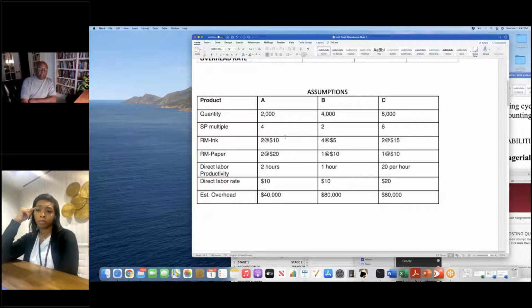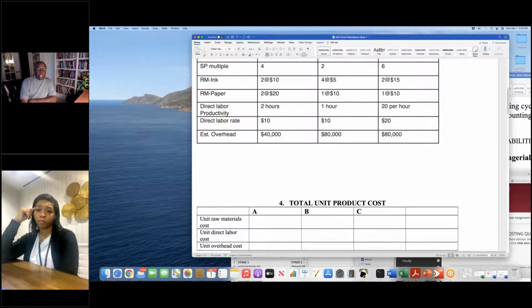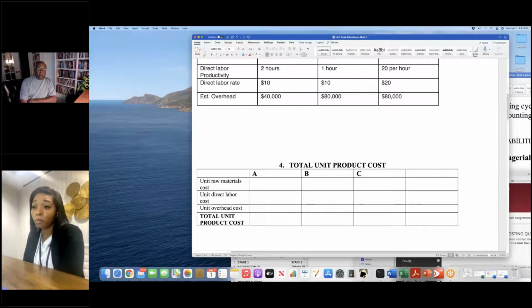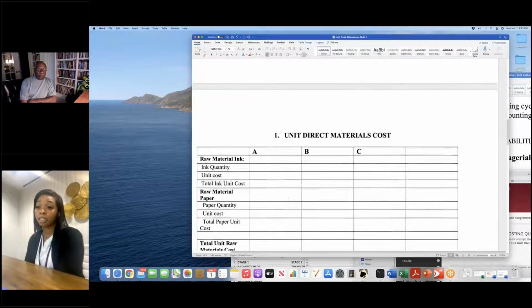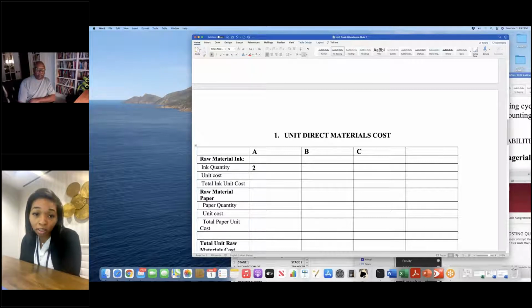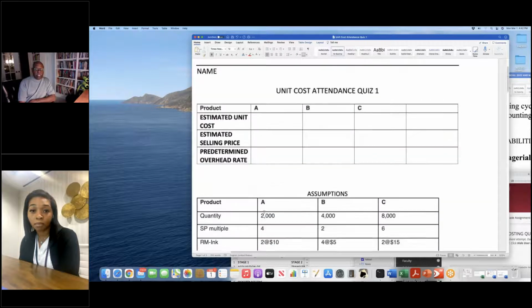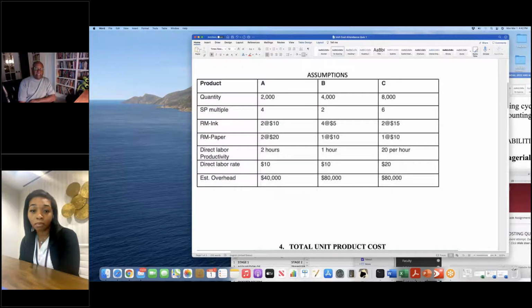Okay, so let's go. We're gonna go through the A one once again. So we're now gonna start on this total product cost for A. Which is our raw materials, and ink is 2 at 10. The quantity is 2, and the cost is $10. And when you multiply that, you have 20, which is 2 times 10. Any question on that by anybody? Simply straightforward.